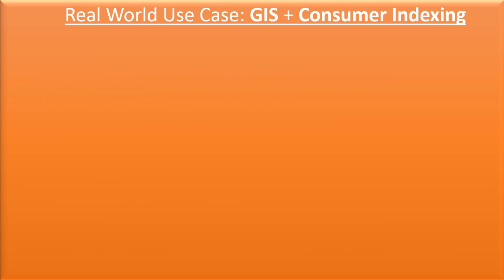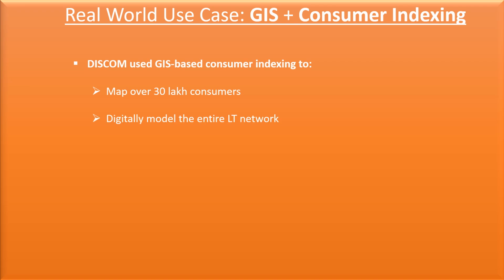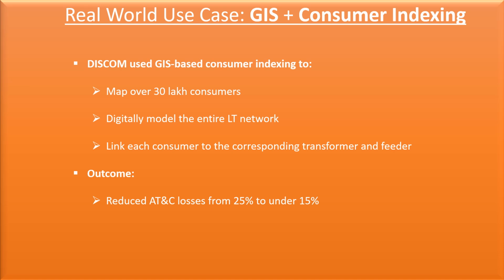Okay. Next we'll see a real-world use case of GIS plus consumer indexing, that means the advantages of GIS-based consumer indexing in the real world. Assume a distribution company used GIS-based consumer indexing to map over 30 lakh consumers, digitally model the electric LT network, and link each consumer to the corresponding transformer and feeder. The outcome is reduced AT&C losses from 25% to under 15%.